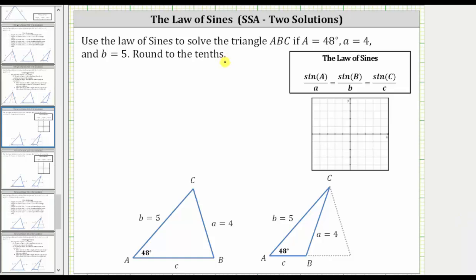We're asked to use the law of sines to solve the triangle ABC if angle A equals 48 degrees, side a has a length of 4 units, and side b has a length of 5 units. Notice here we are given side-side-angle.